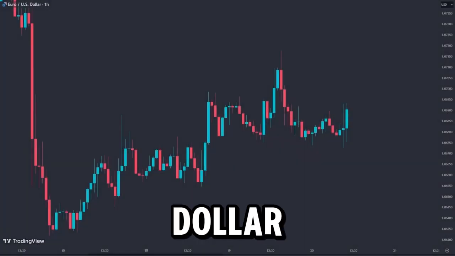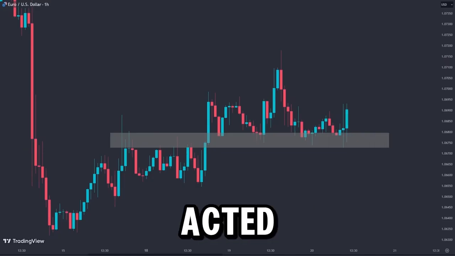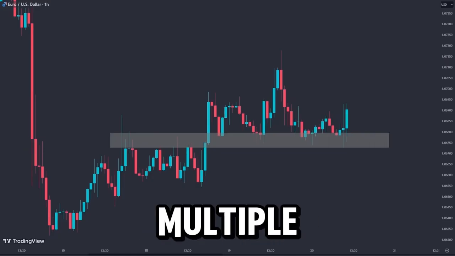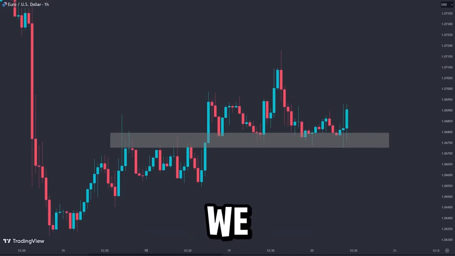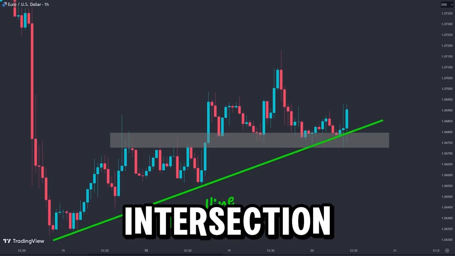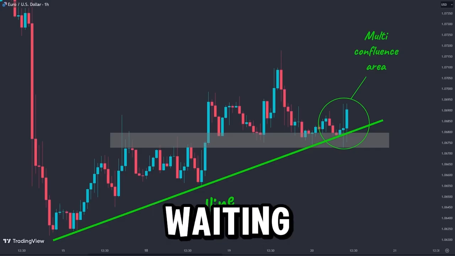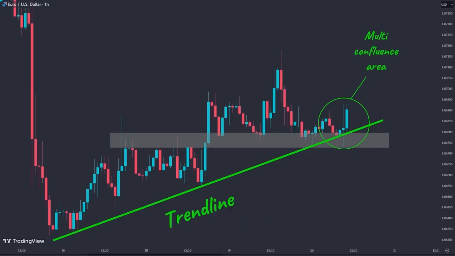Here, on the Euro-Dollar 1-hour chart, we can identify a major level of market structure that has acted as support and resistance multiple times. Also, we can draw an obvious trend line by connecting the swing lows. The intersection of the trend line and the support zone is an important level because many eyes are waiting to enter a trade in this zone.